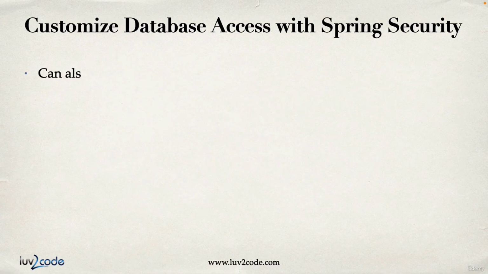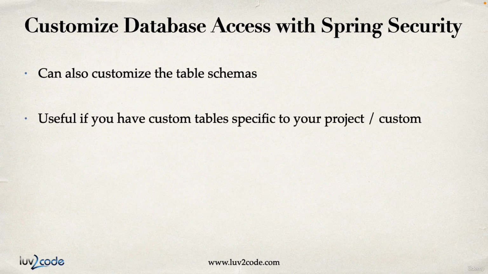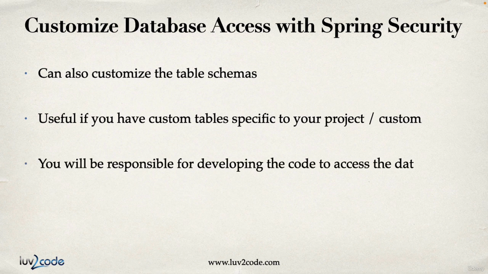Now you also have the option of customizing the table schemas. This is very useful if you have custom tables specific to your given project. The only thing that you'll be responsible for is developing the code to access the data. In this scenario, you'll have to write the low-level JDBC code or Hibernate code to read the data from the appropriate tables. You'll have to read the account information and also read the user roles.